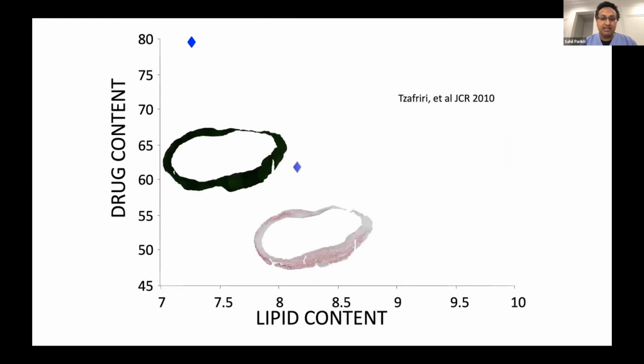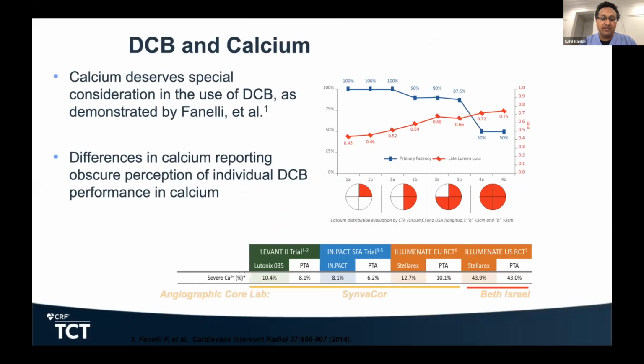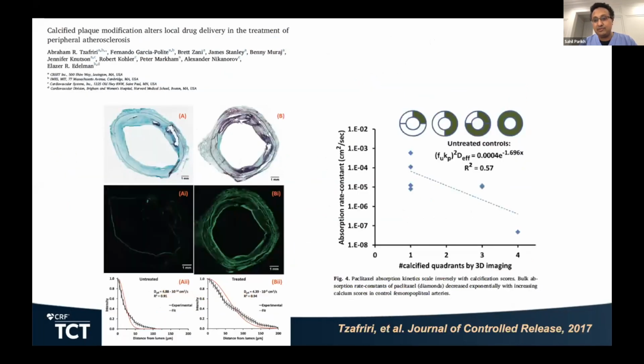And finally, lipid and calcium are both diffusion barriers for drug getting from the lumen into the artery. And so the more lipid there is, the less drug you're going to find in the artery because it's harder for it to get through that diffusion barrier into the blood vessel. We've seen this famous figure from Finelli showing that the more calcium there is, the less effective drug-coated balloons are. And if you take away calcium, you can more effectively bind drug in the artery. This was experimentally done in an animal model in Elazar's lab. It's the same first principles as the lipid data that I showed you.